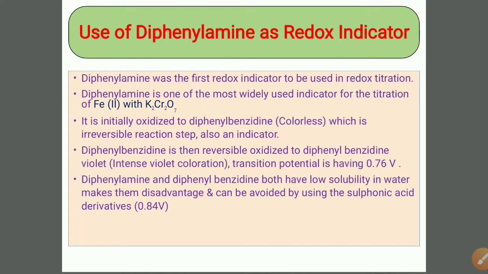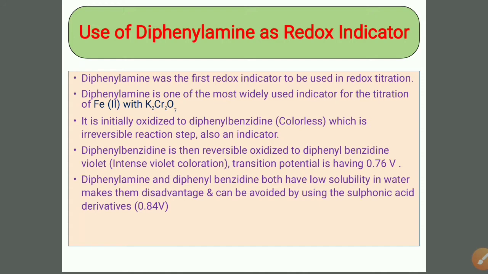Initially, diphenylamine is oxidized to diphenylbenzidine, which is colorless, in an irreversible reaction step. This diphenylbenzidine also acts as the indicator. The diphenylbenzidine is then oxidized reversibly to diphenylbenzidine violet, which is an intense violet or purple coloration, with a transition potential of 0.76 volt.